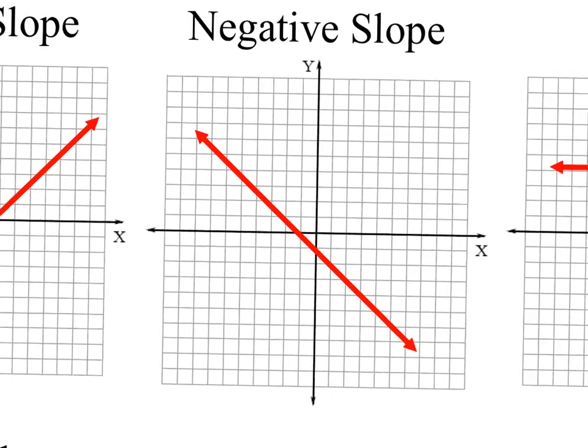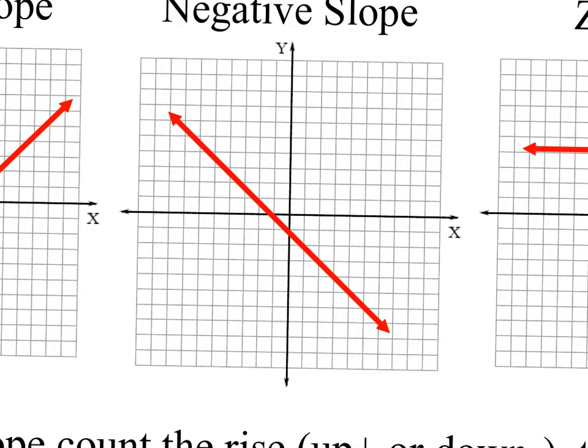A negative slope, if you read a line from left to right, it's like you're going downhill. So here's a point here, and here's another point here. If I start on the left and I go to the right, I have to go down and over. Because I had to go down, the top number of my slope would be negative.